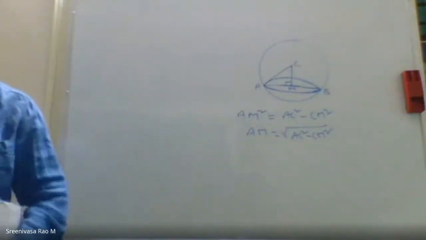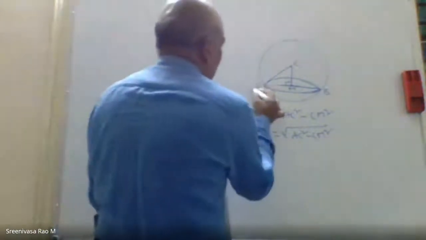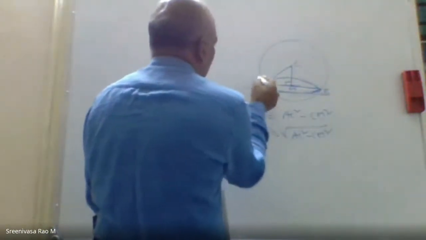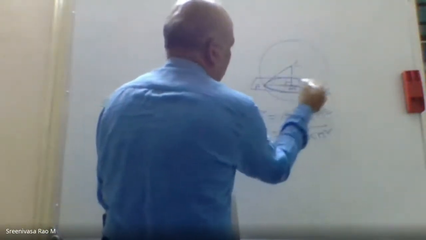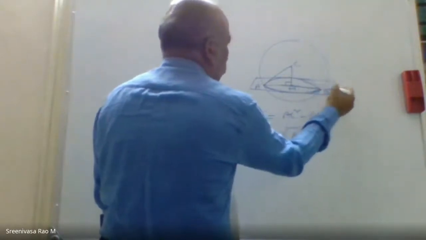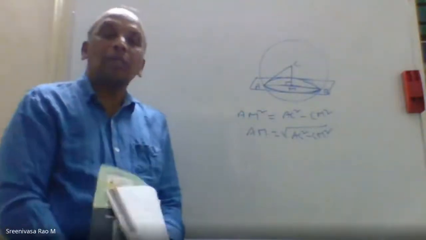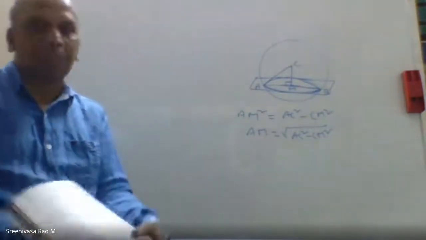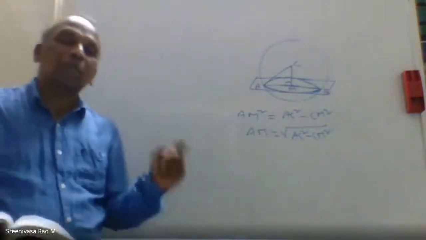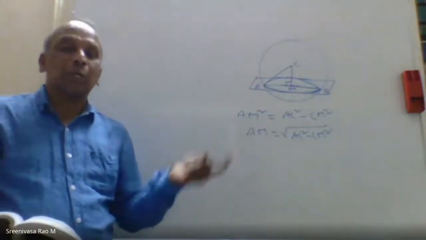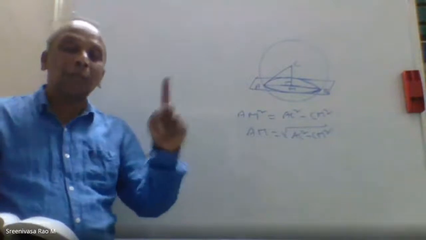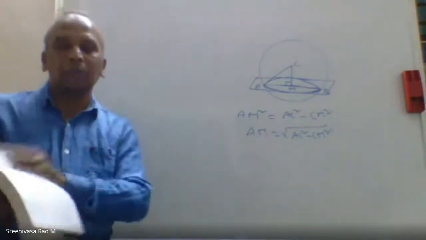Sir, how do you get this one? You can think that when a plane cuts the sphere like this, the intersection of the sphere and the plane definitely gives a circle. What is the equation of that circle? Taken together, the sphere and the plane give the equation of the circle, that you can remember.